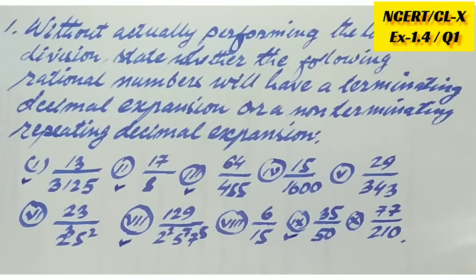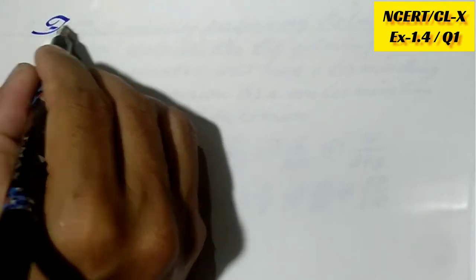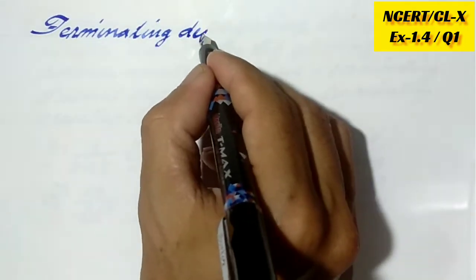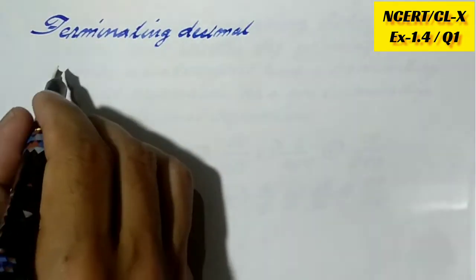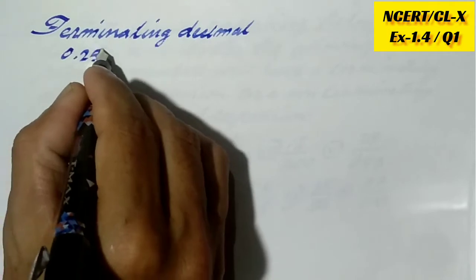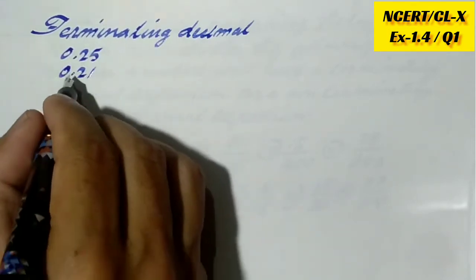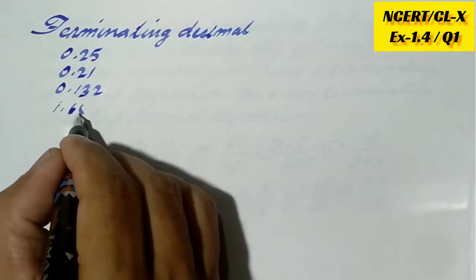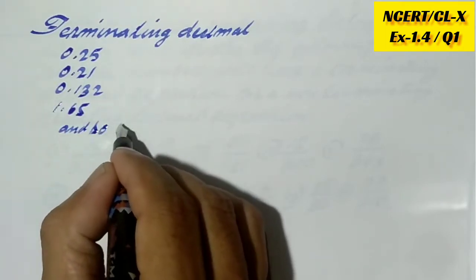So before calculation, let us try to understand some basic concepts like terminating decimals. Let me write terminating decimal here. Let me give you examples of terminating decimals. Look carefully: 0.25, 0.21, 0.132, and 1.65, and so on.